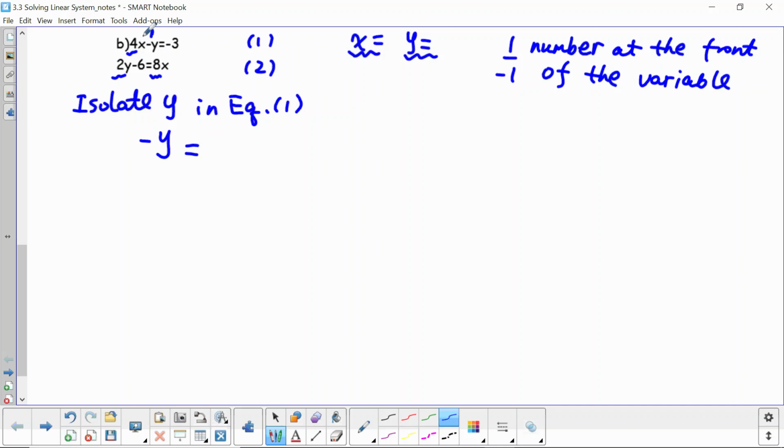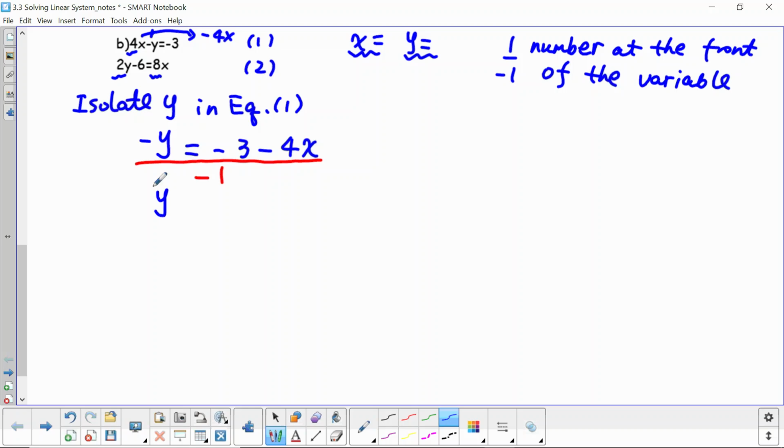The reason is 1 or -1 at the front of that variable. So we move the 4x to the other side. It will be -4x. So you have -3 minus 4x. And we want to have x or y by itself. We don't want to have the -1 at the front. So this is a common mistake. Please divide the -1 to both sides to get rid of the -1 at the front of the y.